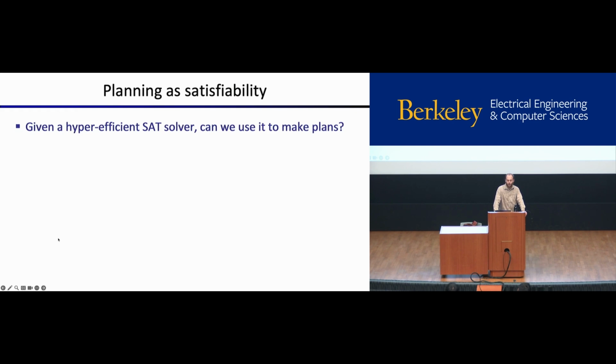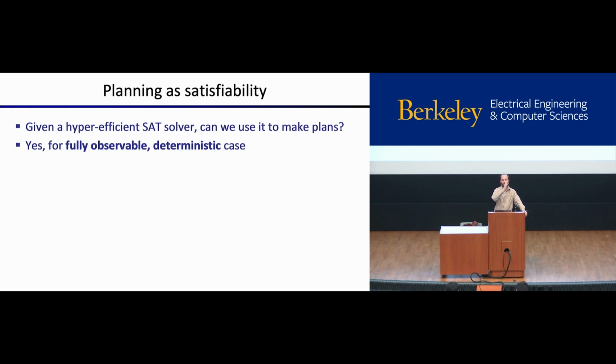So given a hyper-efficient SAT solver, can we use it to make plans? The answer is yes, for the fully observable deterministic case. Last time, maybe you remember, we were talking about partially observable Pac-Man. Forget about that for a second. Back to fully observable Pac-Man. That's the setting where we can use a SAT solver to make plans.